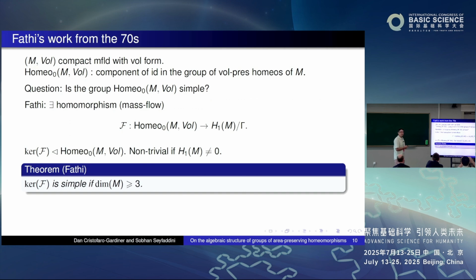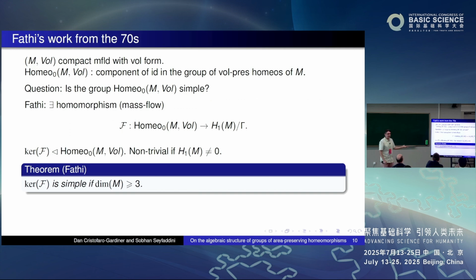Sorry, this is a theorem he proved. He showed that the obstruction to the group being simple is whether this kernel is trivial or not, whether the kernel is the whole thing or not. And then he showed that the kernel itself is always a simple group. The kernel of this mass flow homomorphism is always simple in dimensions greater than or equal to 3.